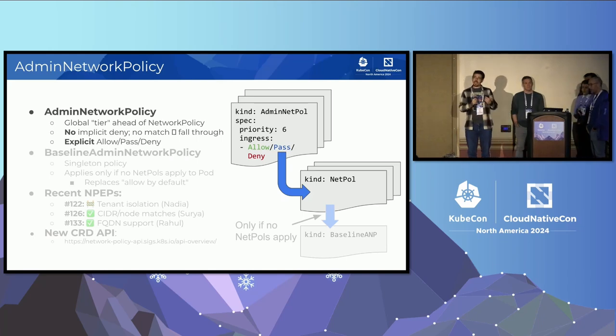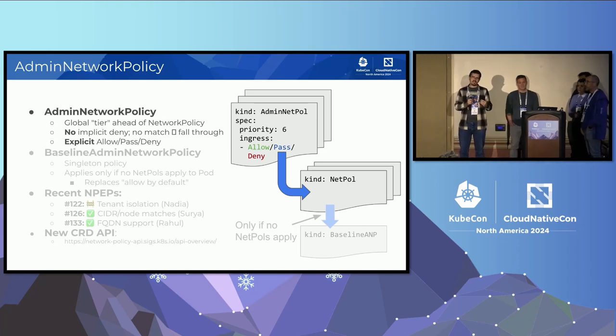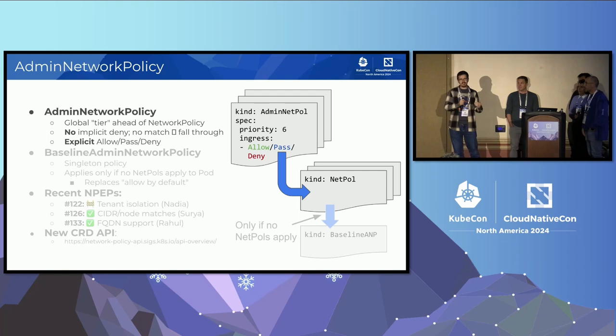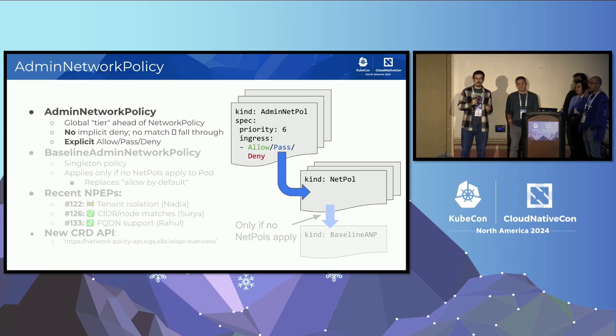So admin network policy is a custom resource defined in our CRD bundle. And it's like a second layer or tier of policy that is higher precedence, or kind of runs before the network policy in your namespaces. It has no implicit behavior associated with it in the same way that network policies do. So there's no implicit deny-all once you add a policy. It's just explicit actions. So you have allow, pass and deny.